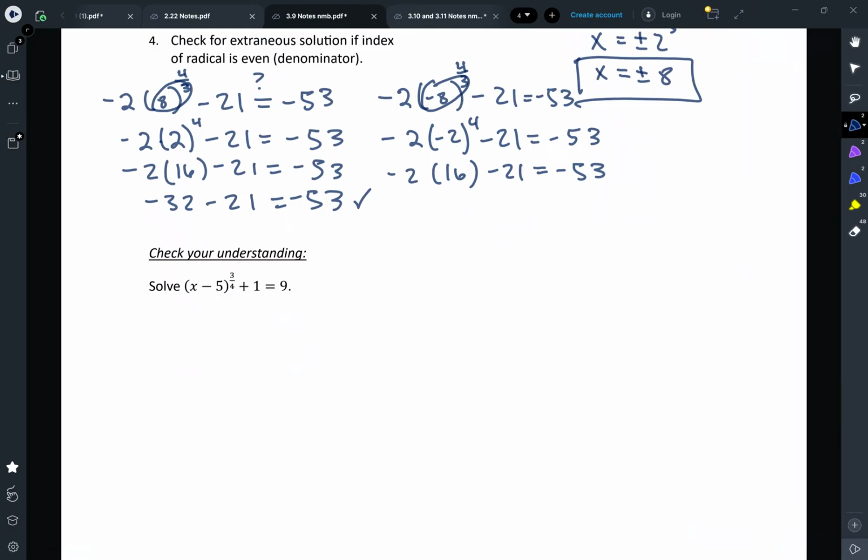Last one, I have a 3/4 power to start with. So that means we're not going to have absolute value because the 3 is odd, right? We're not going to have absolute value. But because it's an even denominator, we're going to have to do an answer check. That's when we have to do an answer check. So even root, make sure to check for extraneous solutions. The last one was even power. Make sure you get absolute value.